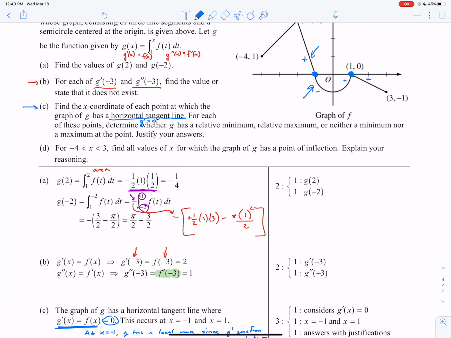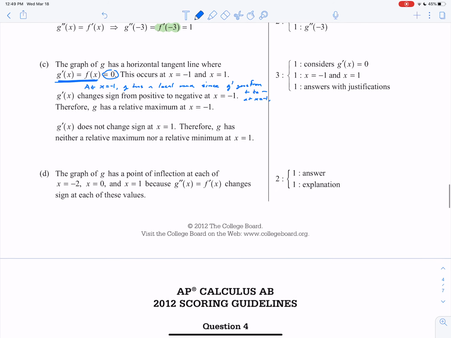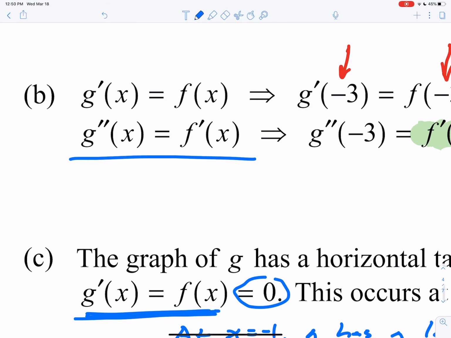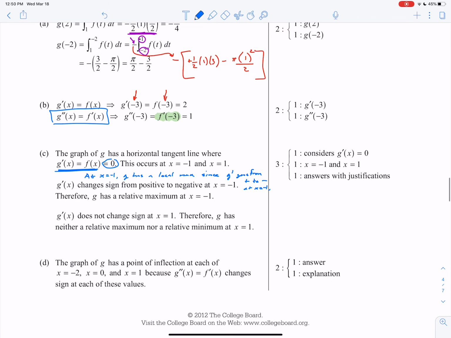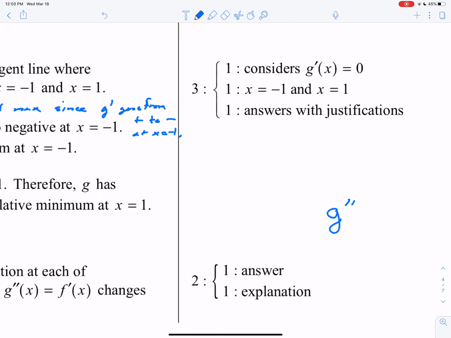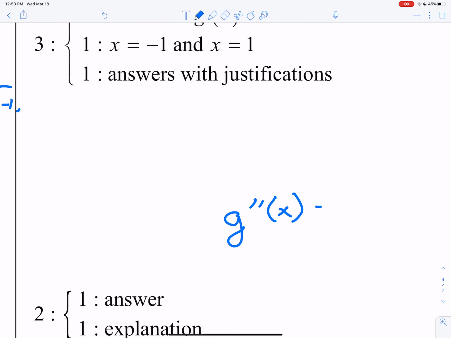Part D. Find all values of x for which the graph of G has a point of inflection. So right away, buzzword is point of inflection. Right away, I'm thinking where G prime changes signs. Okay, so what you want to do is what do we know about our second derivative? Okay, we know that G double prime is equal to f of x here. Okay, so we want to go ahead and set that equal to 0. G double prime of x, which is f prime of x, is equal to 0.